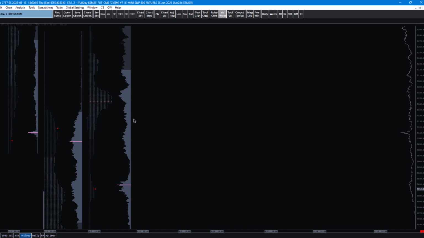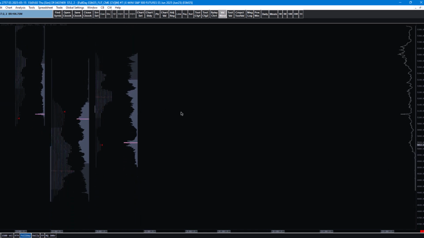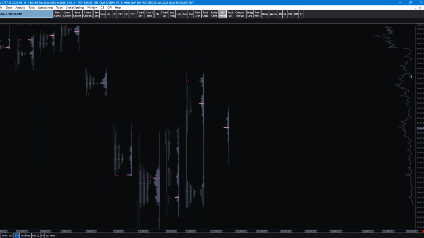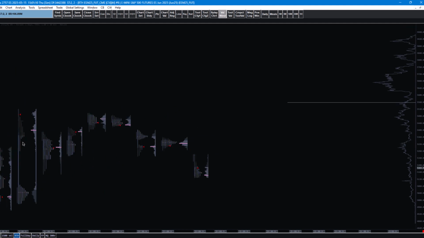But yeah, that's pretty much it for setups. I didn't even have a look at the RTH. I don't know why my TPOs are tweaking out right now.